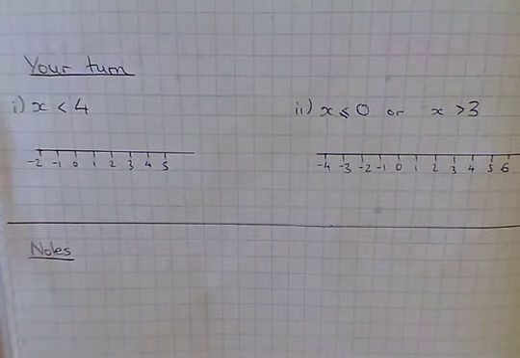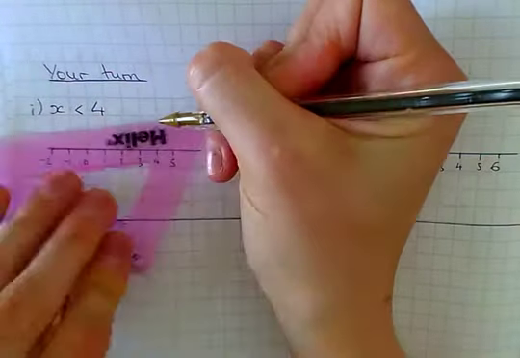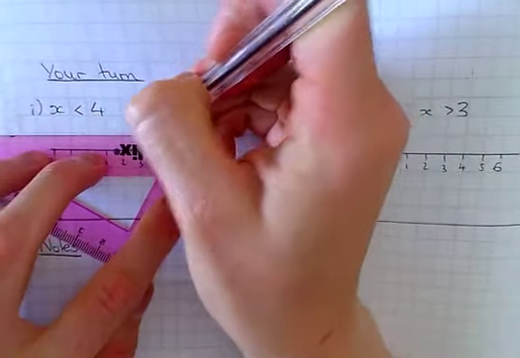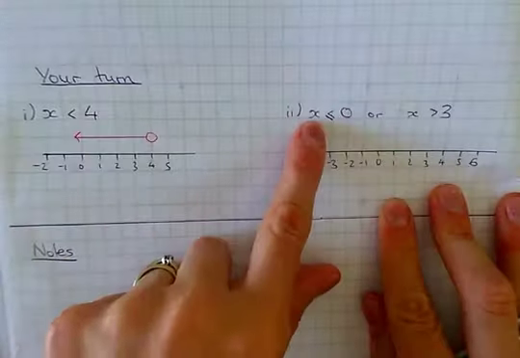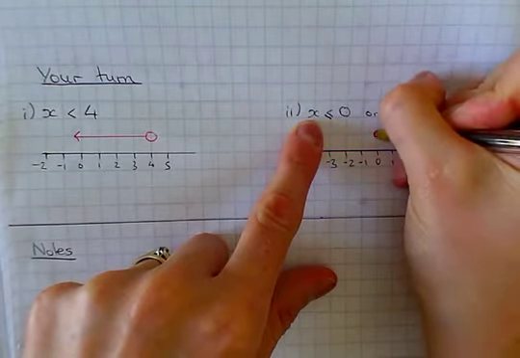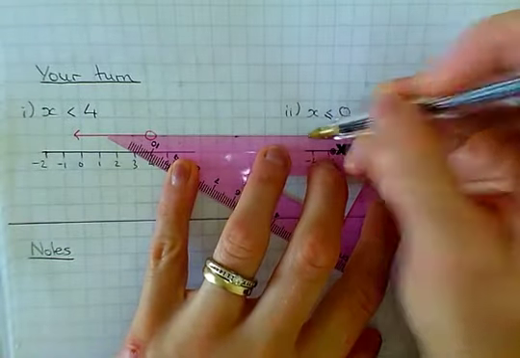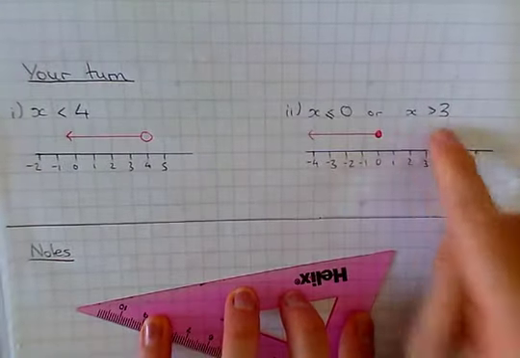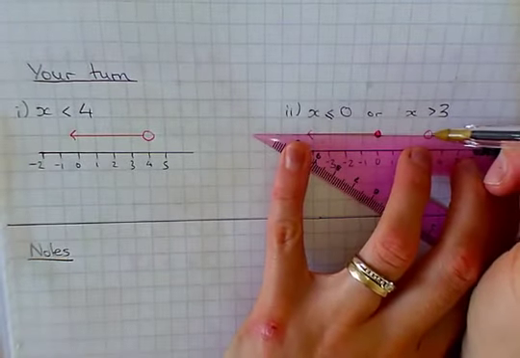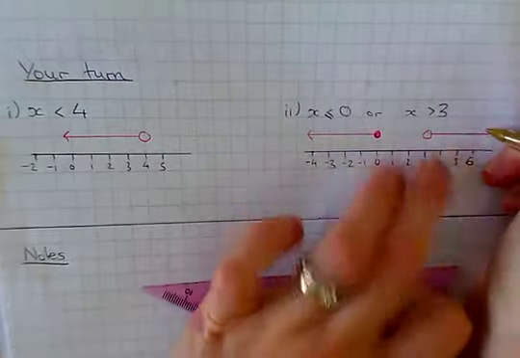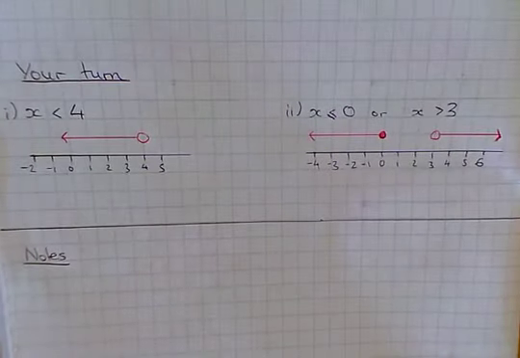Okay, so part I here, we've got x is less than 4, so open circle on 4, that's going to be going in the negative direction as an arrow. And part II, x is less than or equal to 0, so shading the circle on 0, going in the negative direction. Or x is bigger than 3, so that will be a hollow circle there, going in the positive direction. And so that there should be what your number line looks like.